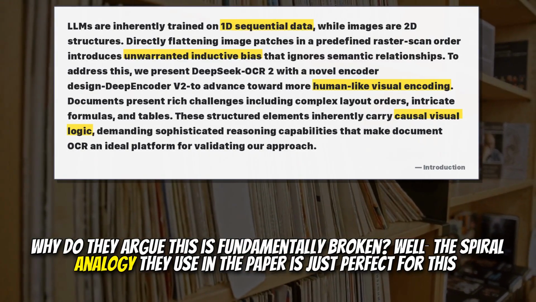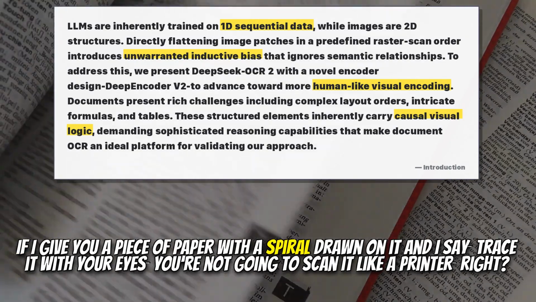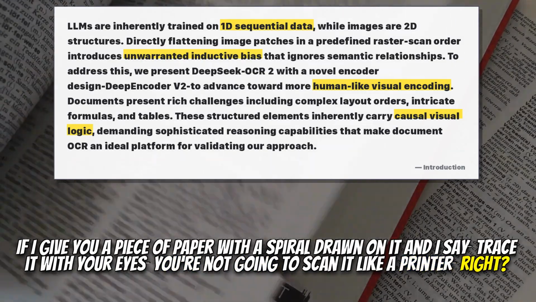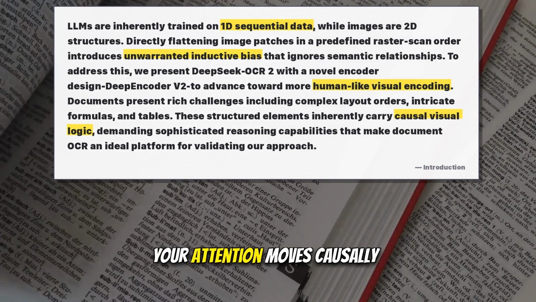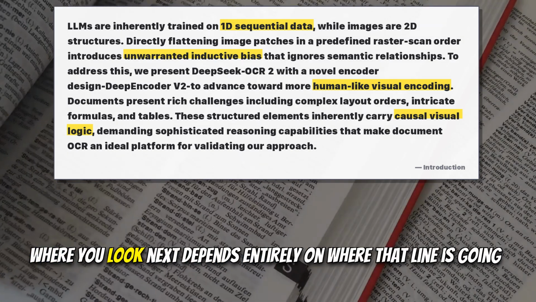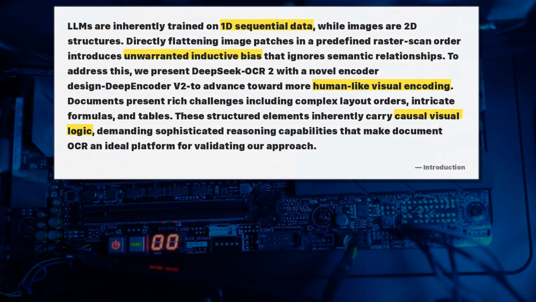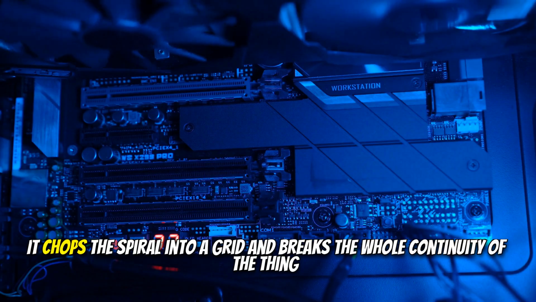Well, the spiral analogy they use in the paper is just perfect for this. If I give you a piece of paper with a spiral drawn on it and I say, trace it with your eyes, you're not going to scan it like a printer, right? From top to bottom. No, of course not. I'd follow the line. You'd follow the line. Your attention moves causally. Where you look next depends entirely on where that line is going. Raster-scan completely ignores that reality. It chops the spiral into a grid and breaks the whole continuity of the thing.